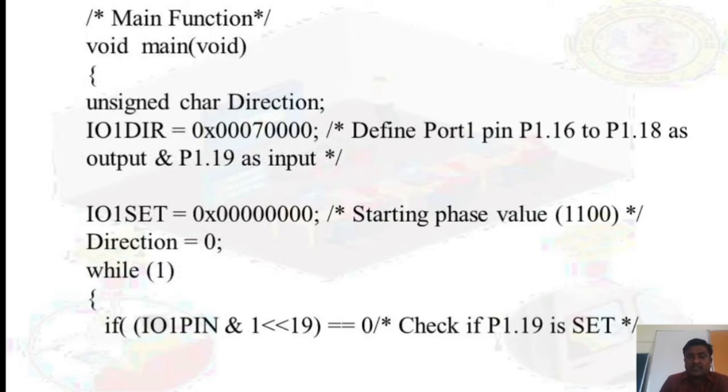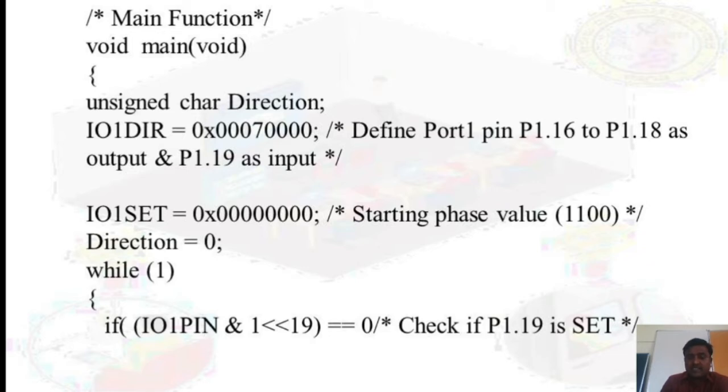After this, the main function, void main. We have declared one variable, unsigned char direction. Then we are setting the port pin values as input and output using IO1DIR equal to 0x000740, which defines port 1 pins P1.16 to P1.18 as output and P1.19 as input. IO1SET, this is the starting phase value. Then direction variable equal to 0, while(1).